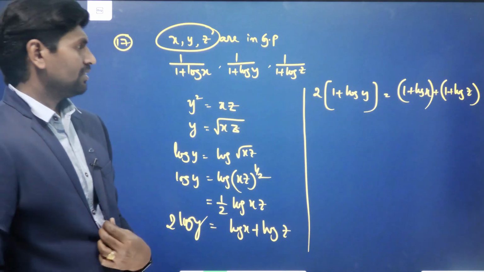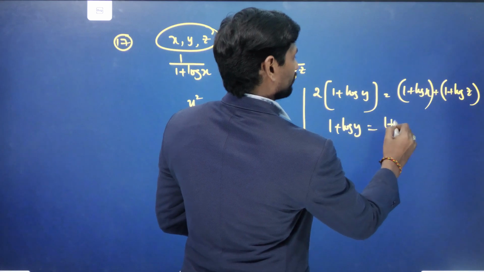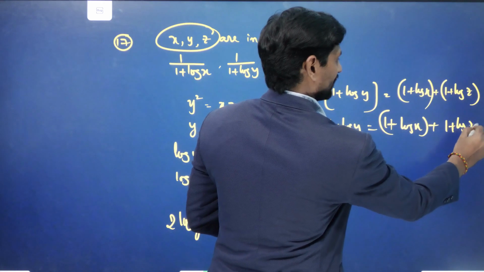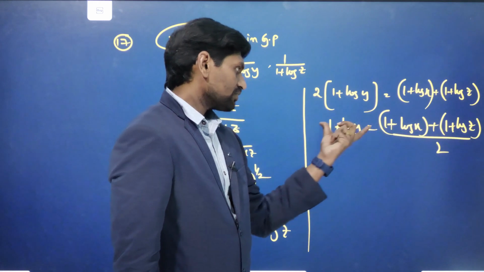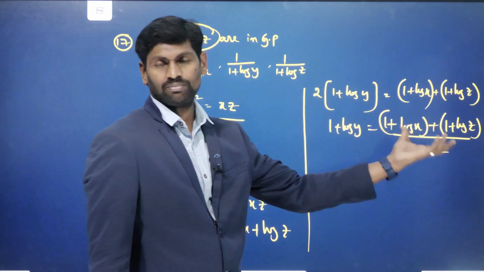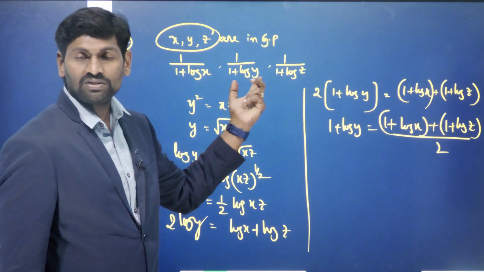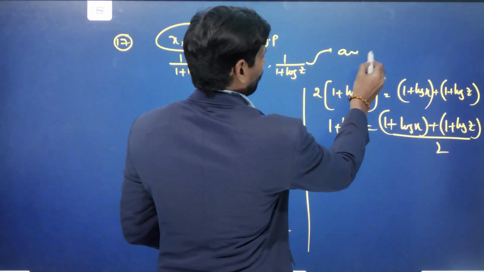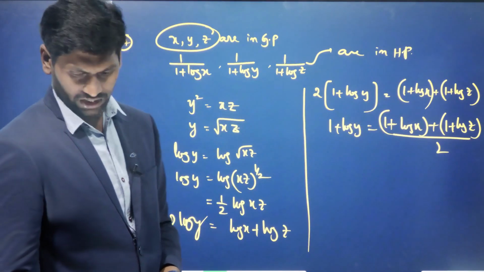So from this we can say that 1 plus log y is equal to 1 plus log x plus 1 plus log z by 2. That means if you consider 1 plus log x, 1 plus log y, 1 plus log z continuously, the middle term is equal to the average of the remaining two terms. So these three terms are in AP, then their reciprocals are in HP, harmonic progression. Please check that.